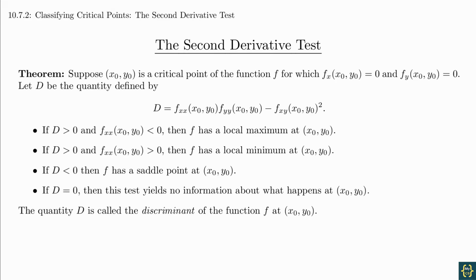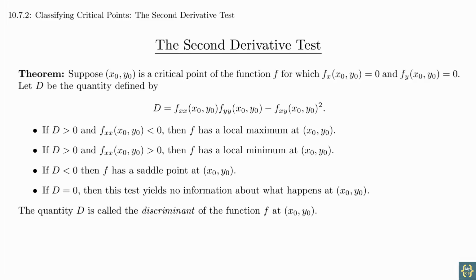If d is positive and the second partial derivative with respect to x is negative, then f has a local maximum at (x0, y0). If d is positive and the second partial derivative with respect to x is positive, then f has a local minimum at (x0, y0). If d is less than 0, then f has a saddle point at (x0, y0), and if d equals 0, the test yields no information.